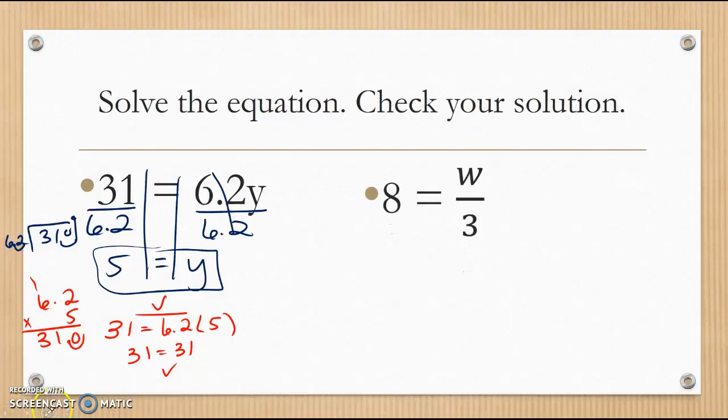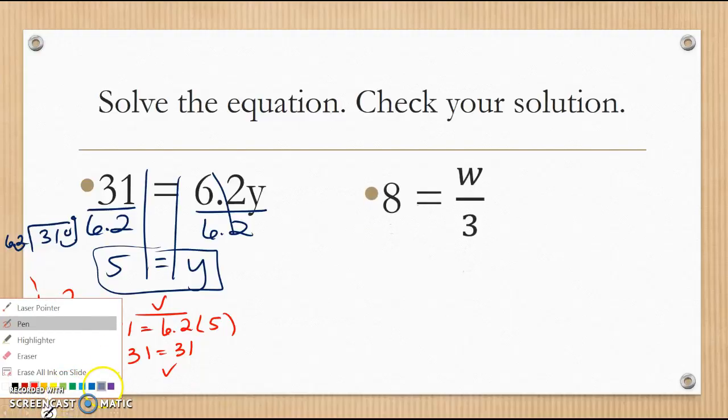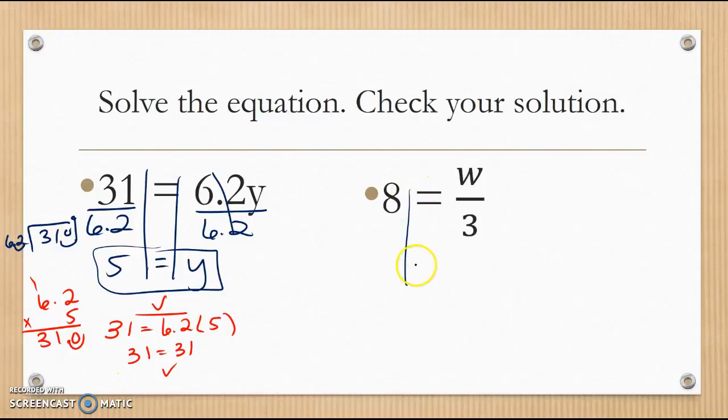Our next problem is 8 equals w over 3. And this is what I was saying earlier, this is going to be the most common way you see a division problem. That fraction bar means division. So I want to make sure I get w all alone. That's my goal. So I need to multiply by what I'm actually dividing by originally. So 3. And we're going to multiply both sides by 3. And those 3's get to cancel out. So we're left with w on our right side.